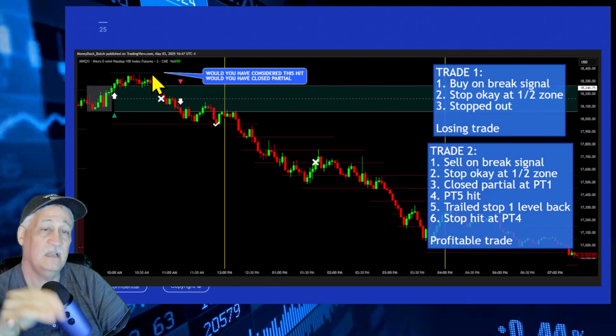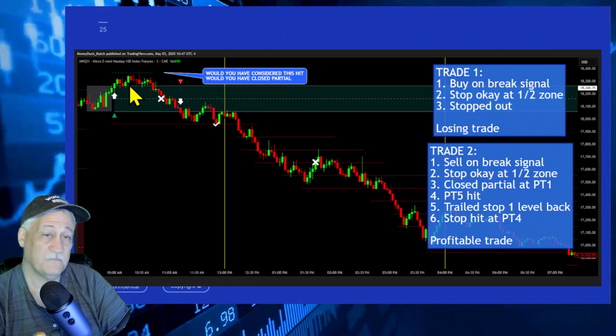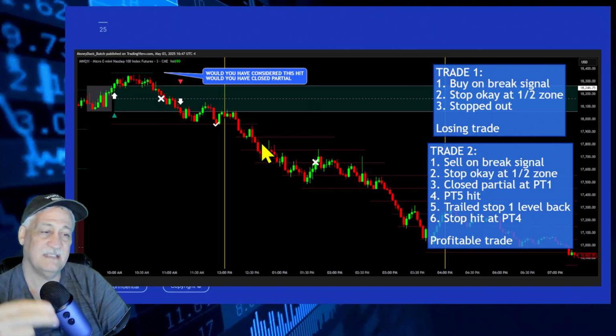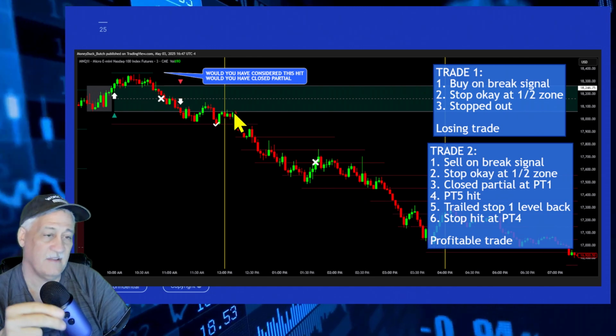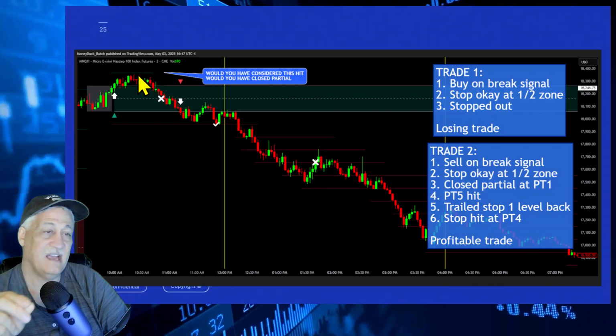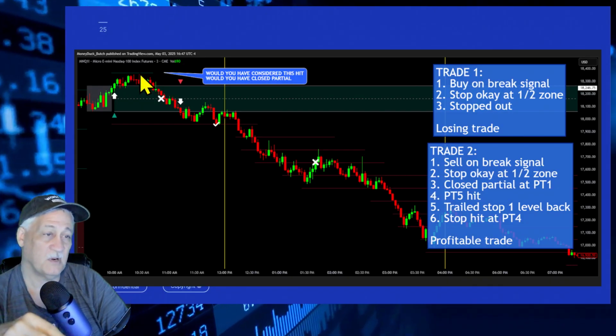When it hits it, we close partial, move our stop to break even. The only time we're looking for it to close past is as we're moving our stop to the other levels. We want it to close past that. So this did not hit PT1 for me to close partial.